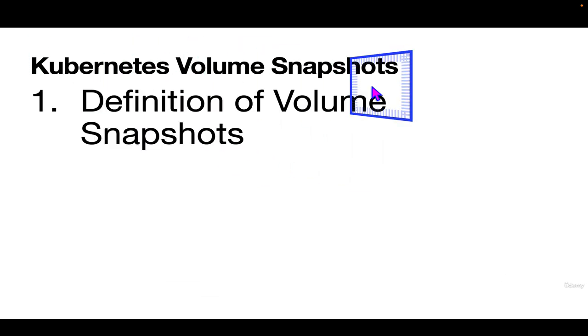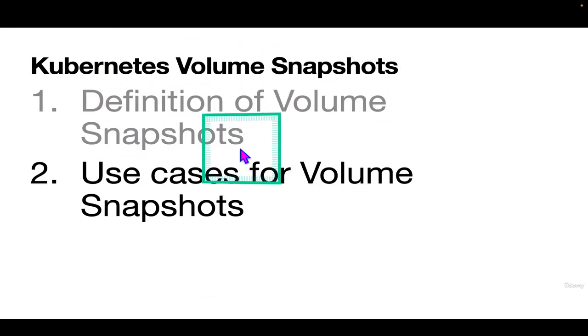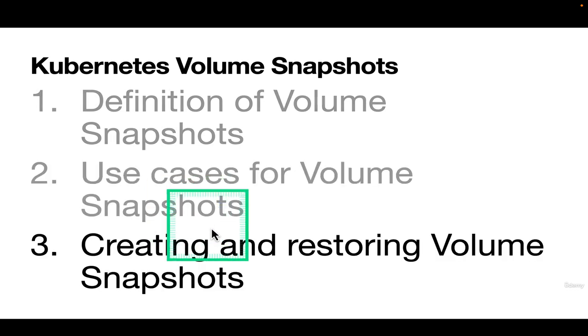Kubernetes volume snapshots. So, definition of volume snapshots. Volume snapshots are point-in-time copies of persistent volume data. Use cases for volume snapshots include backup and disaster recovery, cloning volumes, and migrating data. Creating and restoring volume snapshots. Creating a volume snapshot requires a volume snapshot resource, and restoring data involves creating a new persistent volume claim from the volume snapshot.